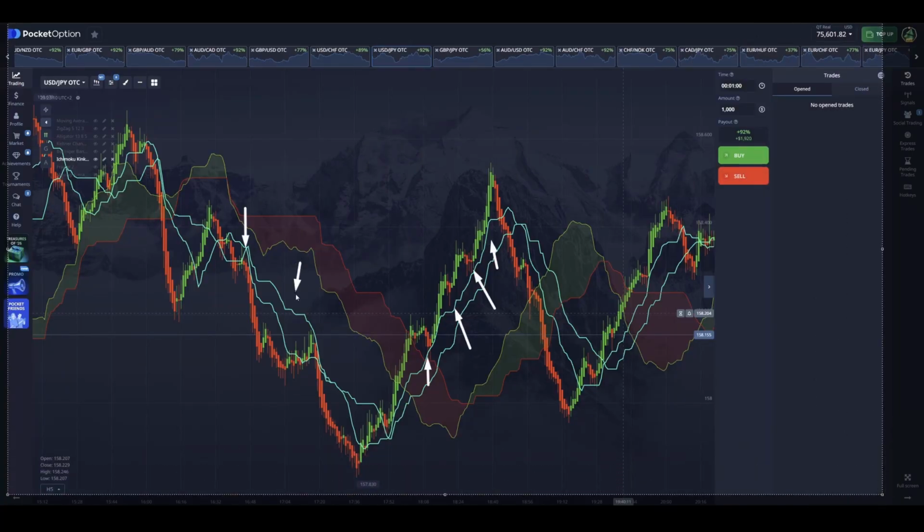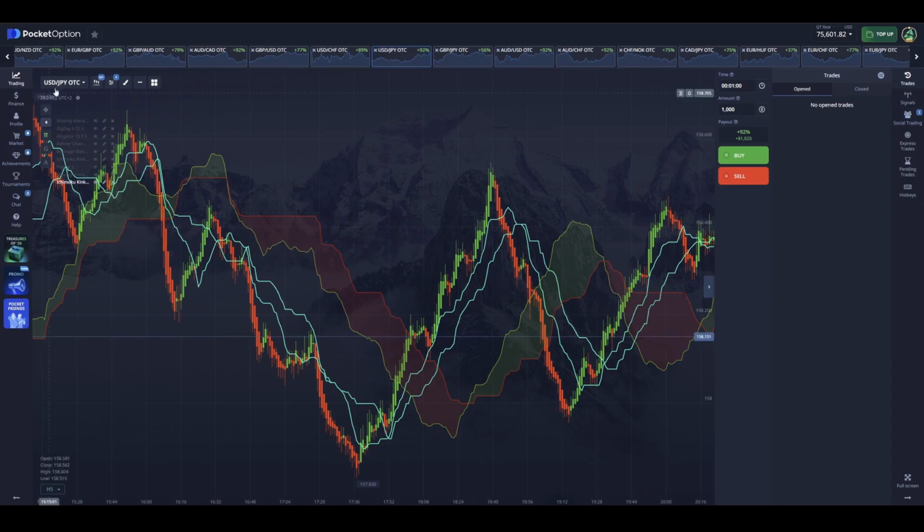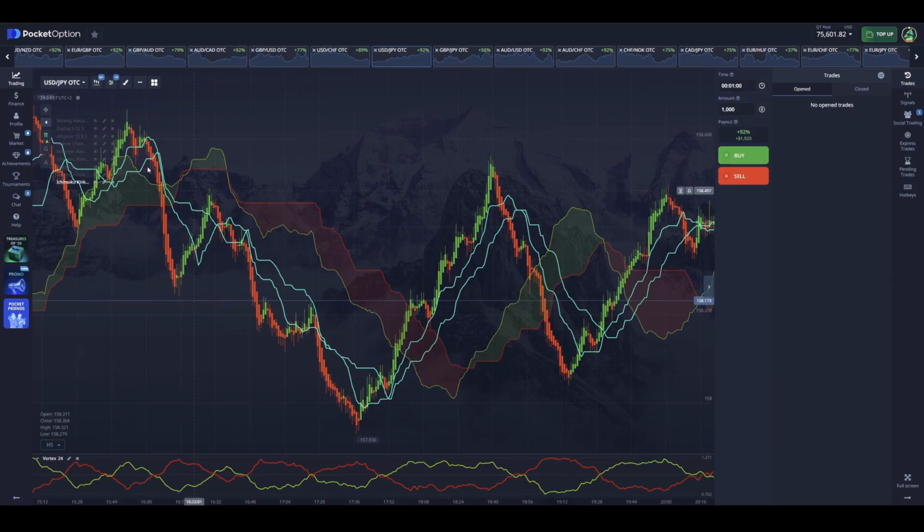I'll show you entry points, all the settings, and of course, how and what we use for each strategy. So get comfortable, and let's jump right into Unit 4.